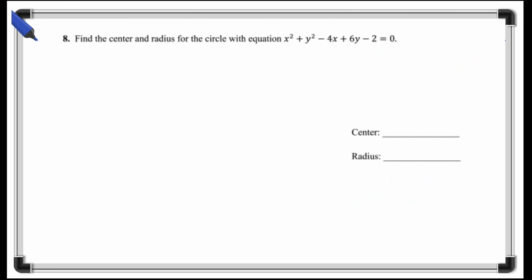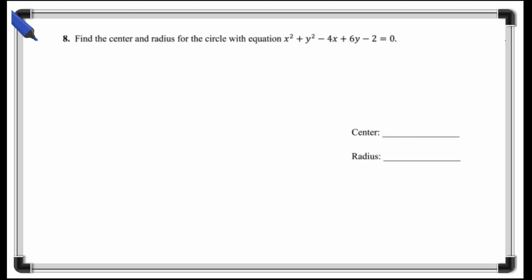Okay, so in question 8, we're going to find the center and the radius for the circle. What we will need to do is convert this formula into one of our standard forms from the equations that we know. So the process that we're going to use is called completing the square.